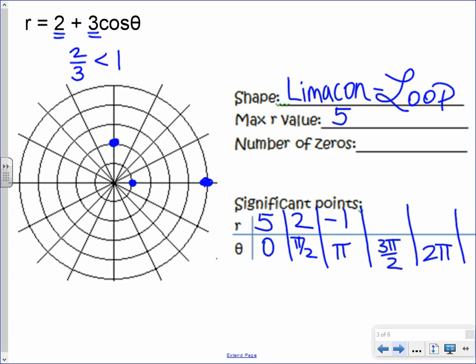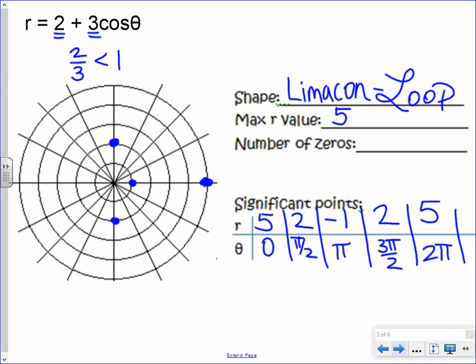You will see some patterns. At 3 pi over 2, what's the cosine of 3 pi over 2? 0. So we have 2 plus 3 times 0. So at 3 pi over 2, our R value is 2. And then at 2 pi, we're going to circle back to where we started. The cosine of 2 pi is 1. 2 plus 3 times 1 is 5. And so we come back to that original point.